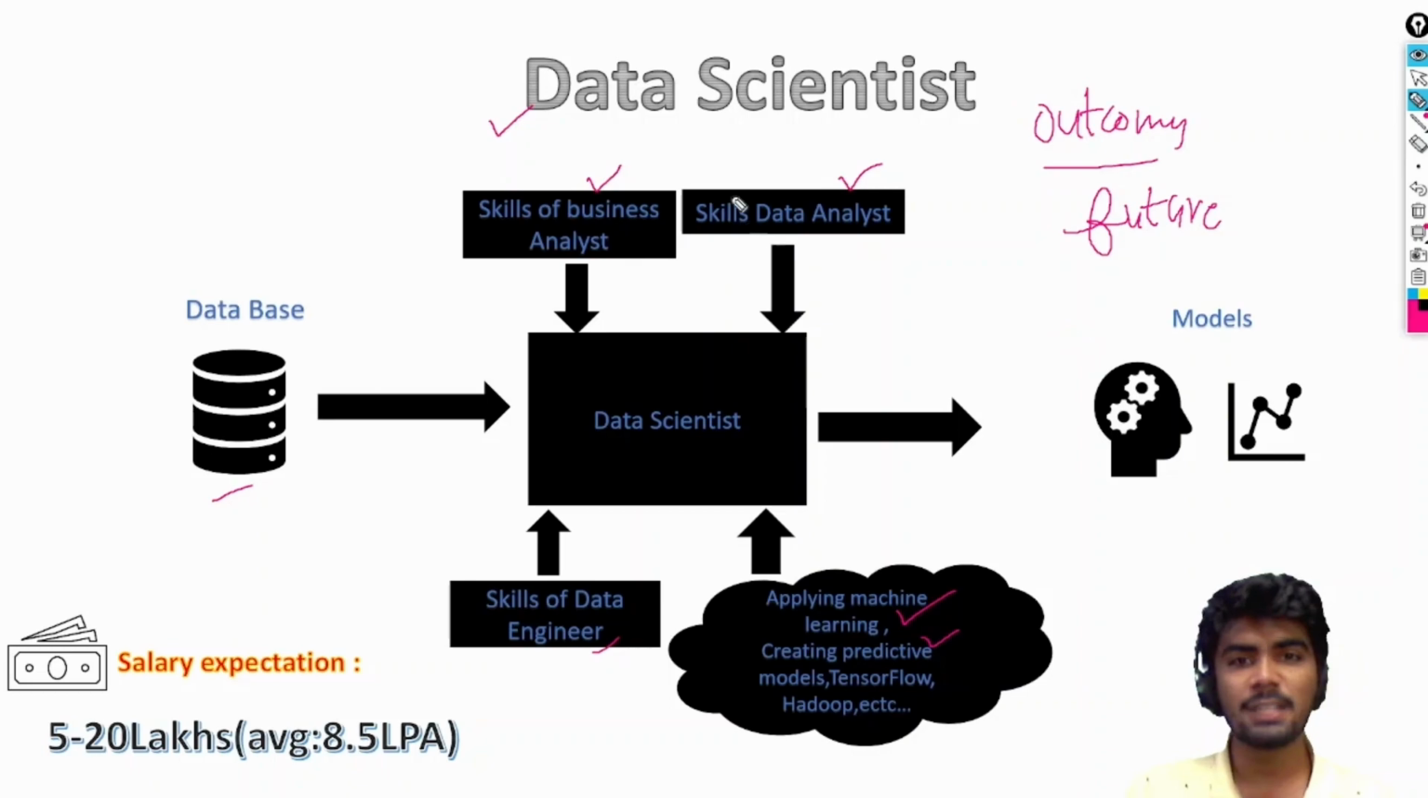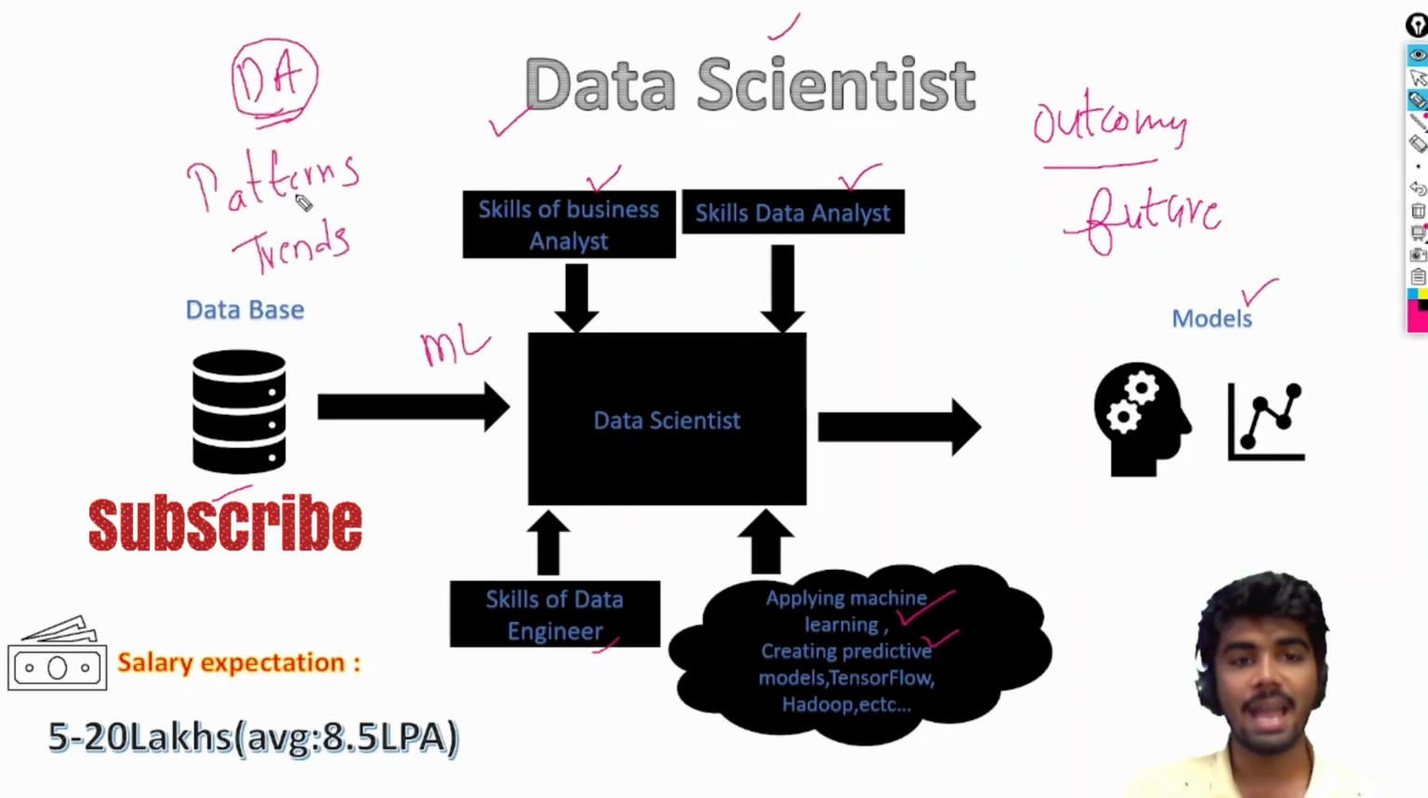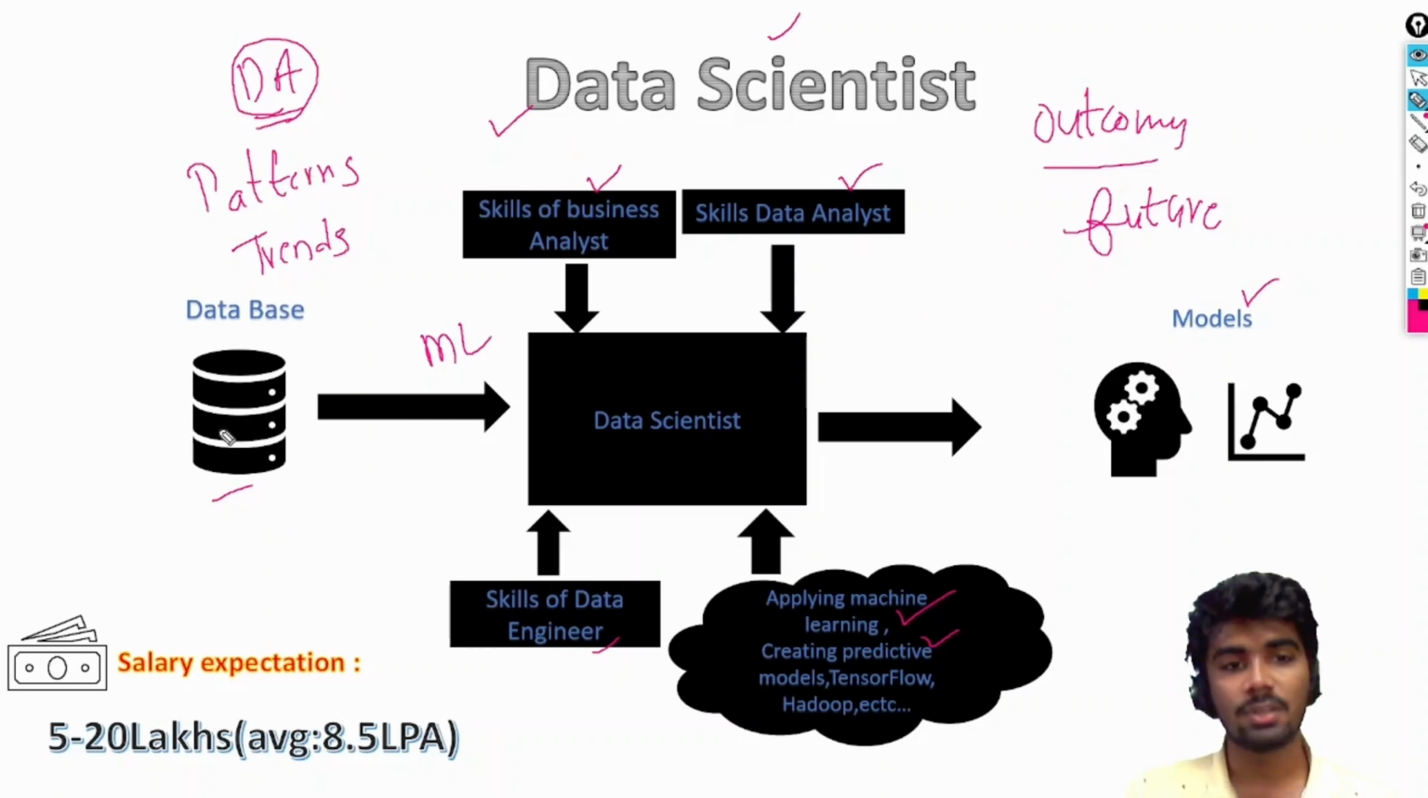So the main difference between the data scientist and the data analyst: the data analyst tries to identify patterns and trends in the data and tries to get knowledge out of the data that is already present. Whereas the data scientist takes this data, applies various algorithms, and tries to produce future outcomes. So that is the main difference between the data analyst and the data scientist.